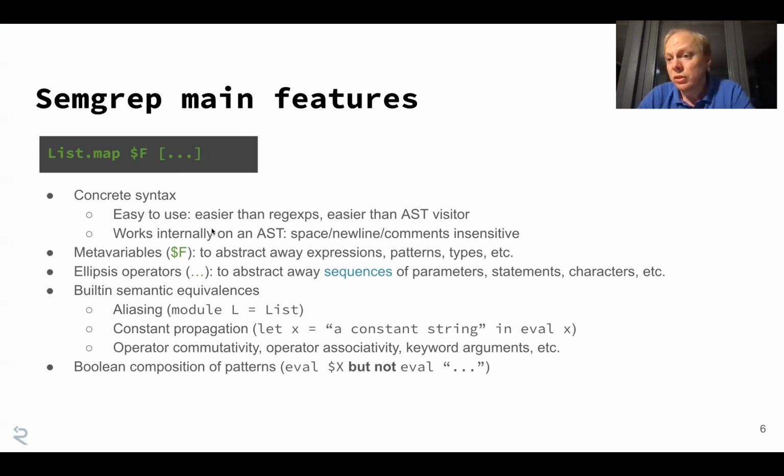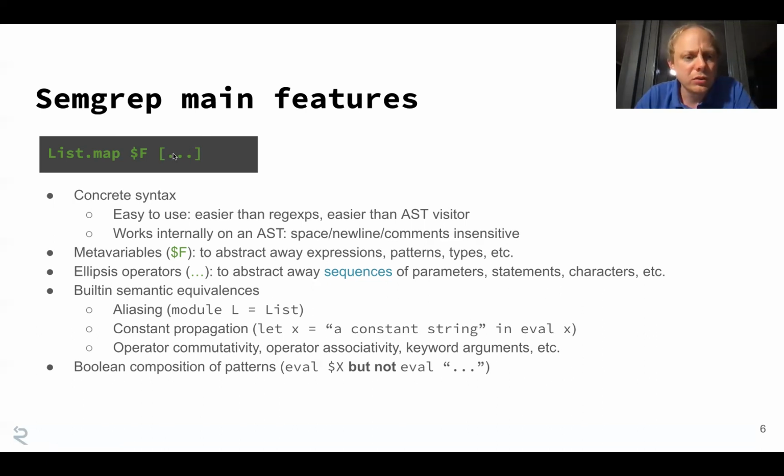But internally, the tool works on an abstract syntax tree. So, for example, in this example there's one space between the map and the function argument. But in concrete code, you could have a new line, or comments after the list.map. It doesn't matter, because the tool internally works on an abstract syntax tree. Another important feature is the use of metavariables, which are prefixed with this $ sign, and they are used to abstract away things like expressions, patterns, types.